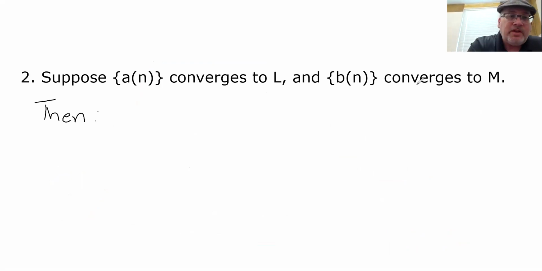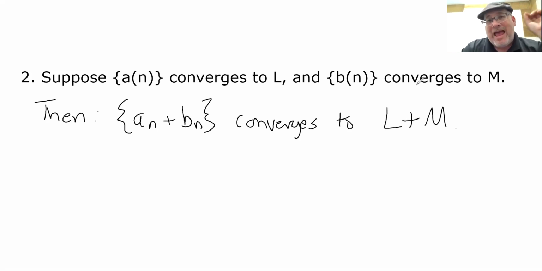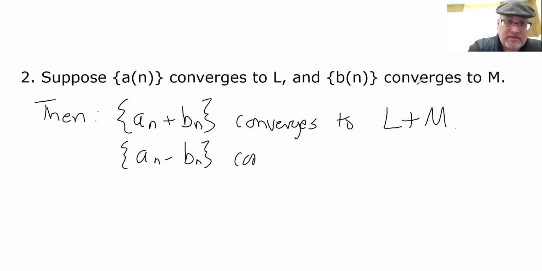If we define a new sequence by adding terms of the sequences, then this converges to L plus M. In other words, if you add the terms of two convergent sequences, then the new sequence converges to the sum of the limits of the original two sequences. And of course, we can say the same thing for subtraction.